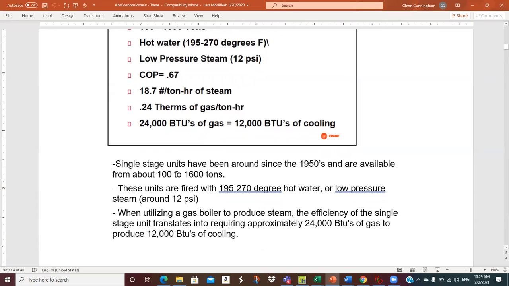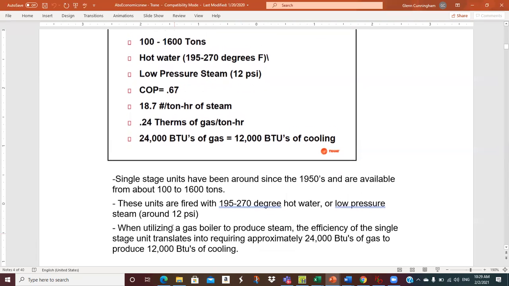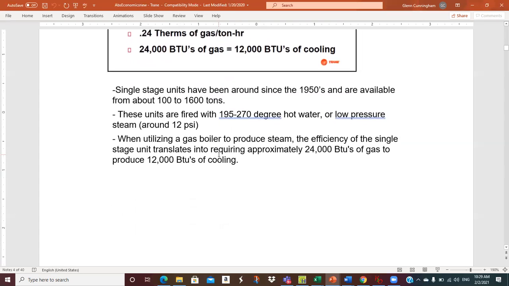So basically, for this scenario, to produce this 12,000 BTUs of cooling, we have to put in 24,000 BTUs of energy in the natural gas. And then we have to burn the gas, and we've got losses associated with that. Then we have to put that energy into the chiller, and we only have a 0.67 COP. So a lot of energy input to make this thing go.